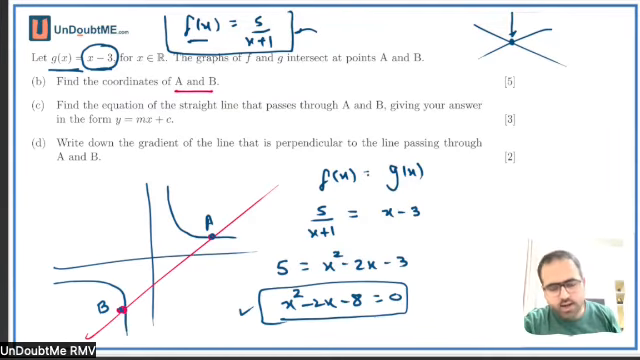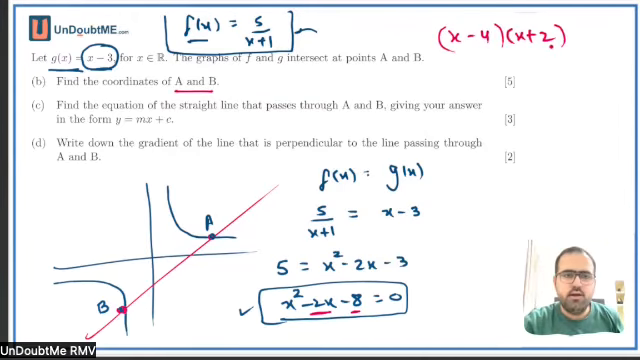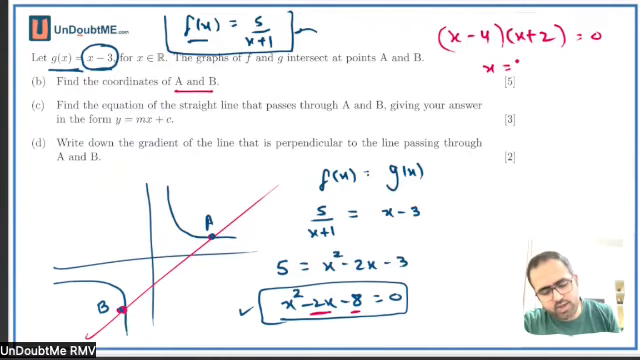Now, after getting this quadratic, there are numerous ways with which you can solve it. That is your choice. First we will try the factorization method, splitting the middle term. 8 can be written as 4 times 2. So it will be (x minus 4)(x plus 2). After factorization, you should get these two factors. When equated to 0, x will be equal to 4 or minus 2.